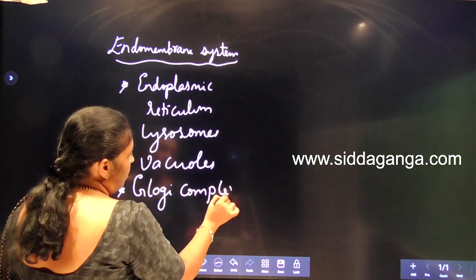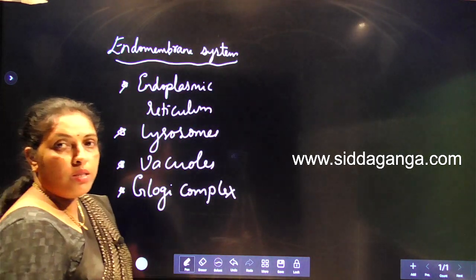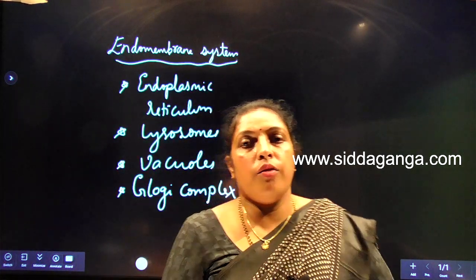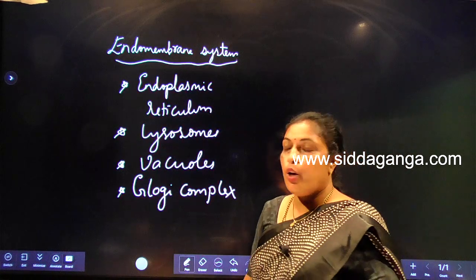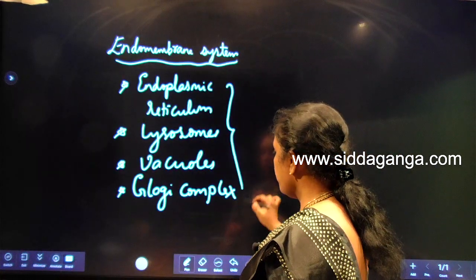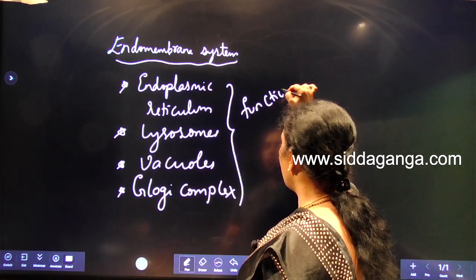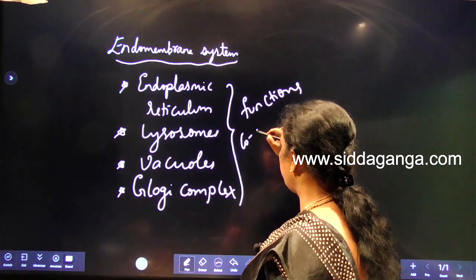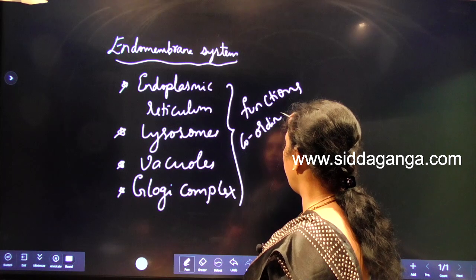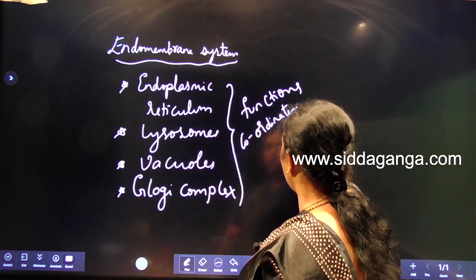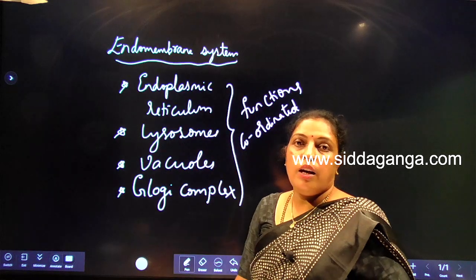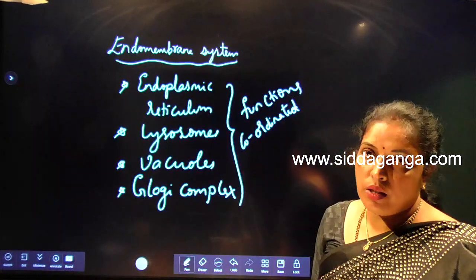These all come under endomembrane system. Why do all these four organelles come under endomembrane system? Because the functions are coordinated. All the four functions are coordinated with each other. That's why they all come under endomembrane system.